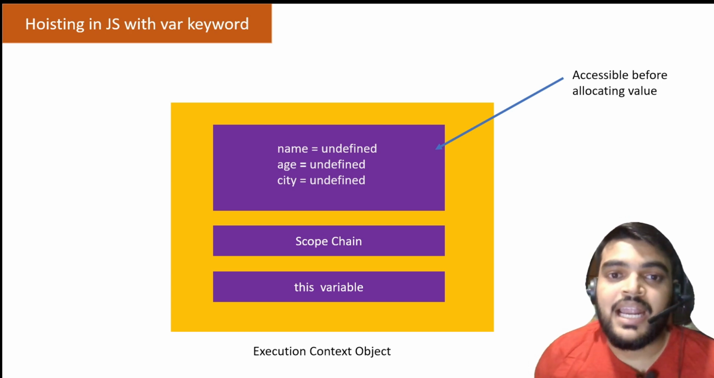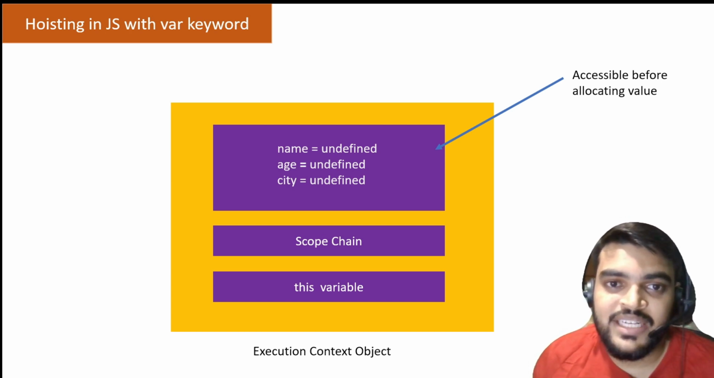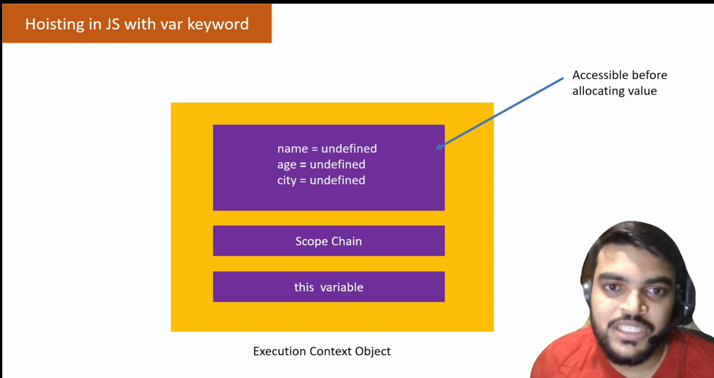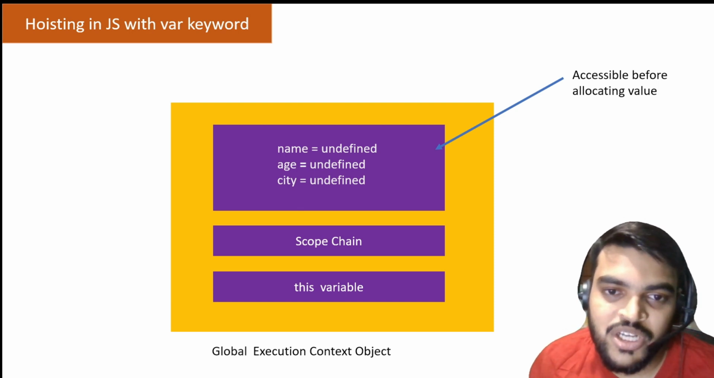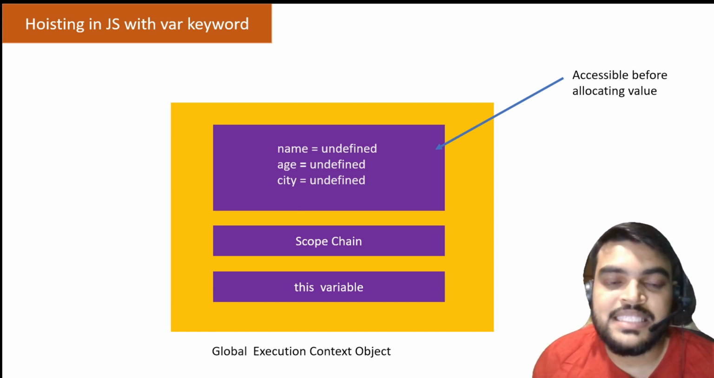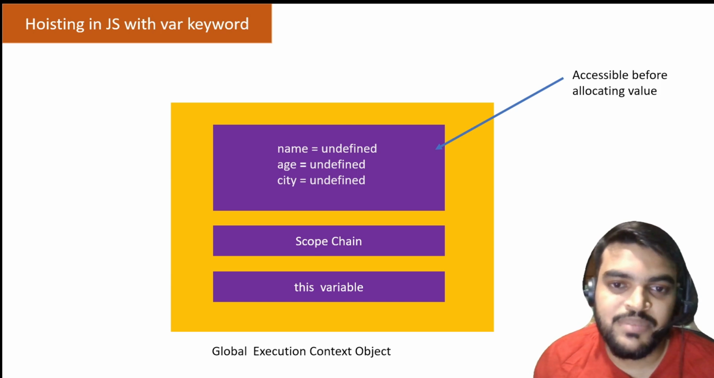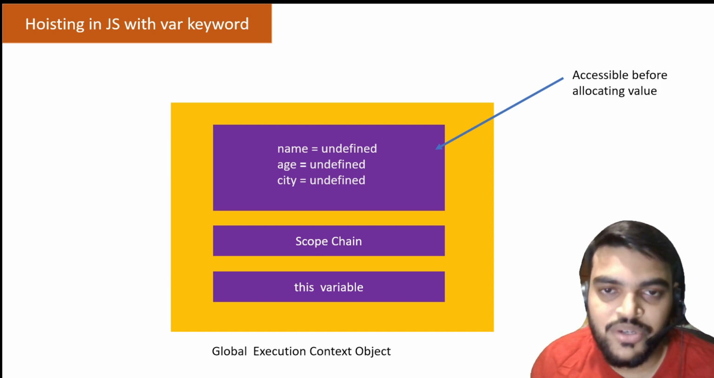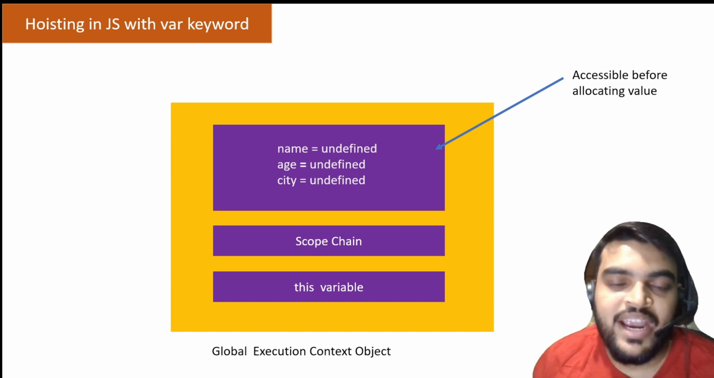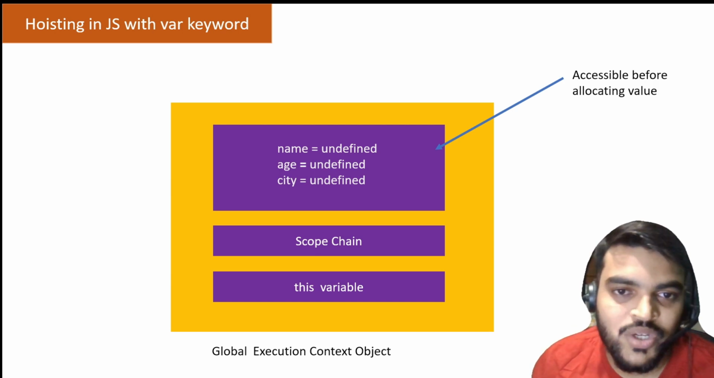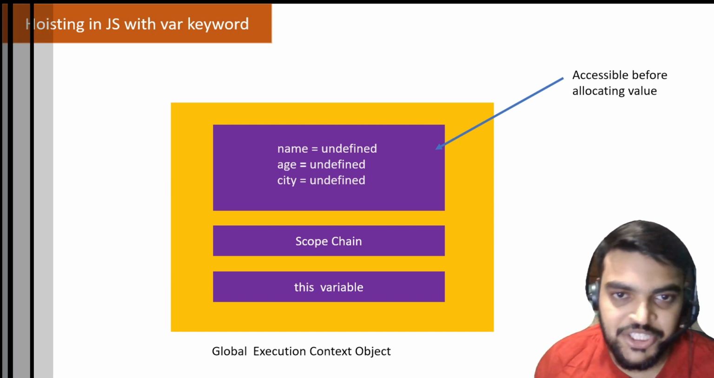Okay, and by default if you have it in global scope, then it will be my global execution context object. So you can see it in the window object, which is nothing but the global execution context. Okay, this is what happens for the var keyword. Let me show you first in code and then again I will come back here.